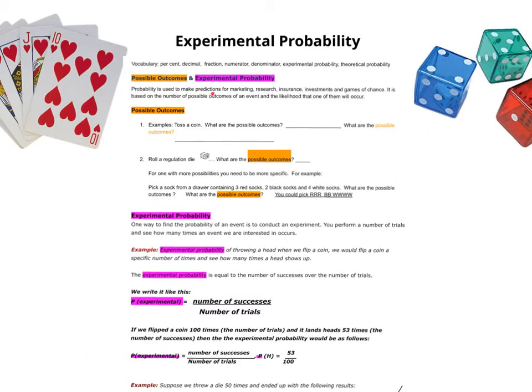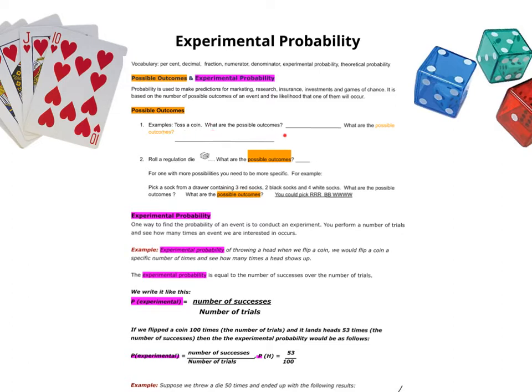This week we are talking about experimental probability. Probability is used to make predictions for marketing, research, insurance, investments, and games of chance. It is based on the number of possible outcomes of an event and the likelihood that one of them will occur. For example, let's talk about tossing a coin.